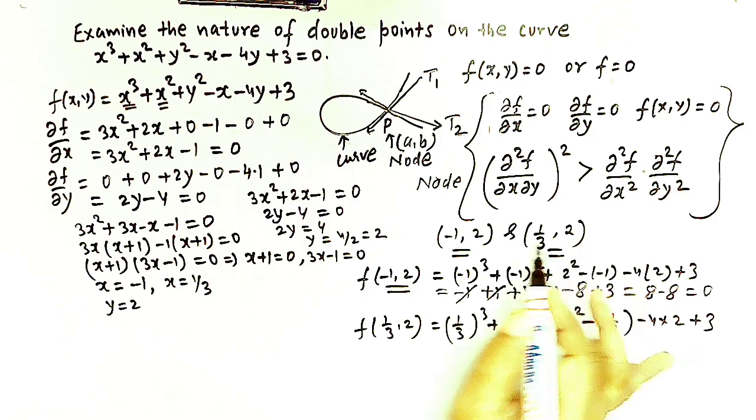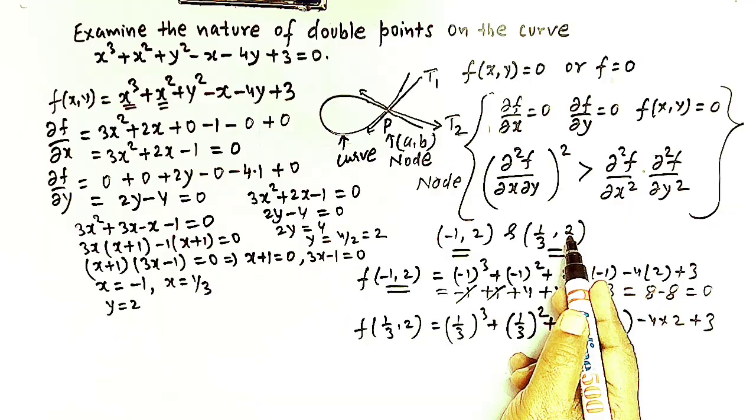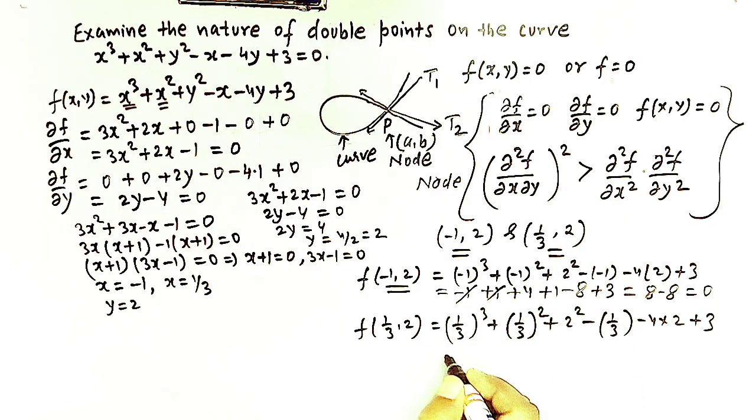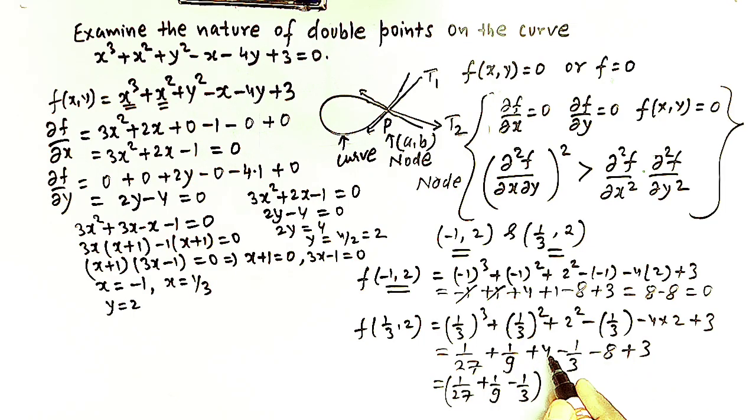Now let us substitute this coordinate in the equation of the given curve. So x is 1 over 3, y is 2. So here we have 1 over 3 cube, that is 1 over 27, and then we have 1 over 9. Here we have 4. Here we have minus 1 over 3, and then we have 8, and here we have 3. So we can now write 1 over 27, 1 over 9, and minus 1 over 3, collecting these three fractions here. And then we have 4 plus 3 is 7, 7 minus 8 is minus 1.